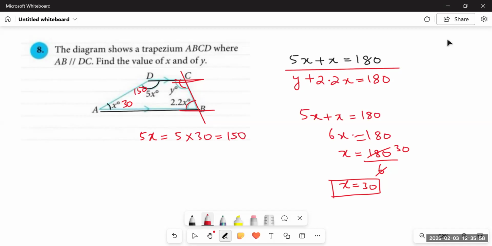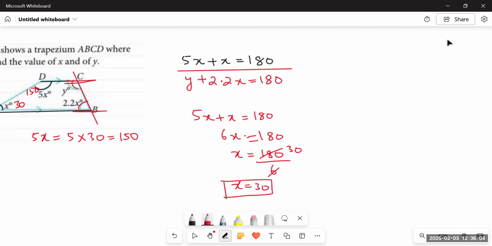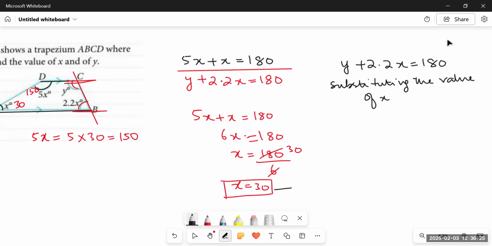Now we have to work for angle y. How can we find angle y? Using this equation, y plus 2.2x is equal to 180. Substituting the value of x from equation 1 in this equation, we'll get to know the value of y. So it would be y plus 2.2 times 30 is equal to 180. 2.2x means 2.2 multiplied by 30.